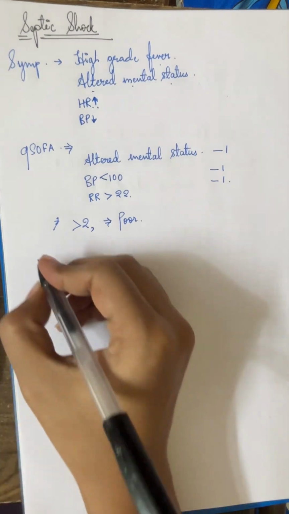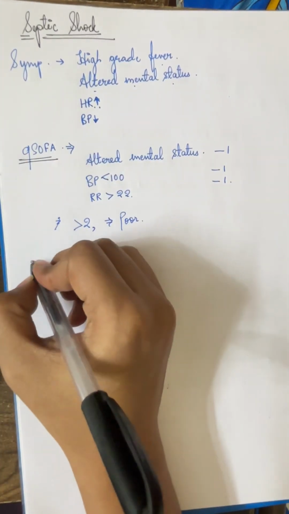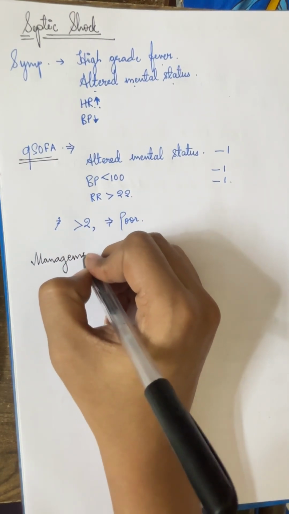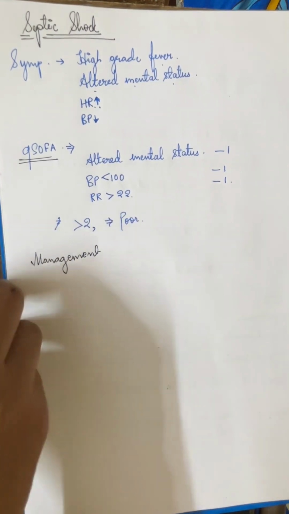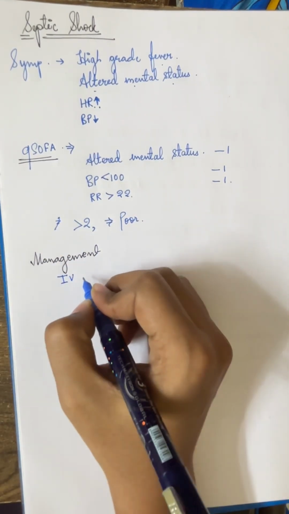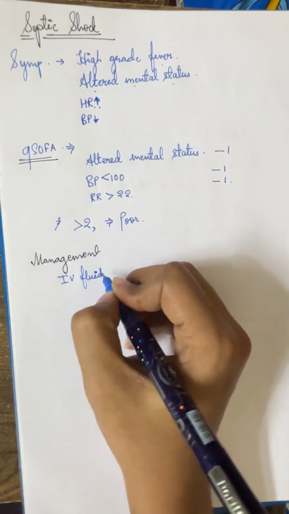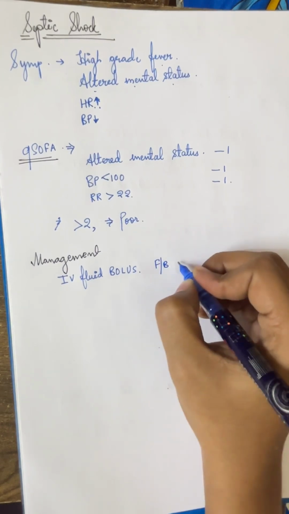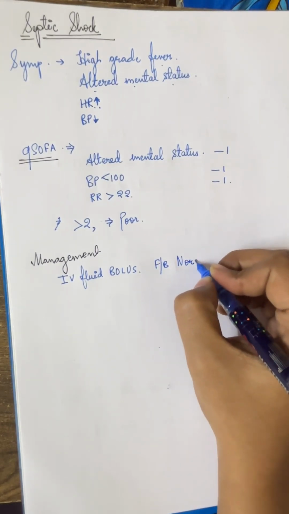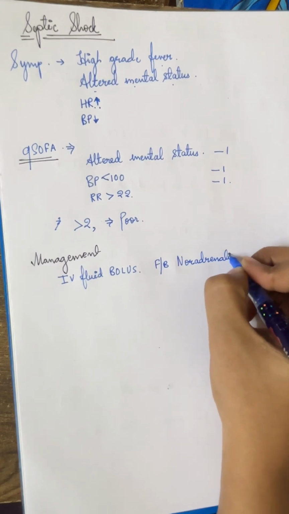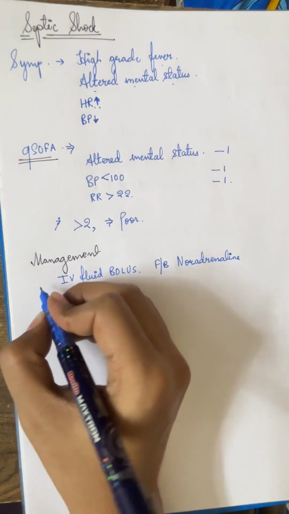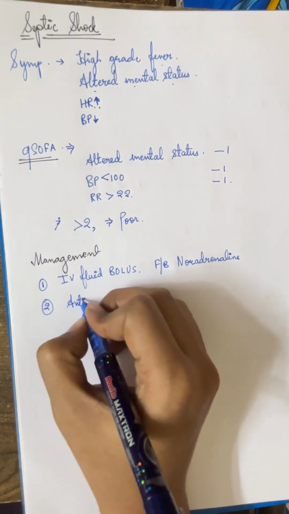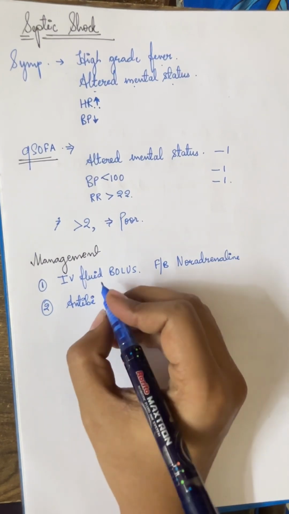Now we will learn about the management. So how to manage septic shock? First, give IV fluid bolus, followed by noradrenaline, vasopressor support. And second is obtain antibiotic culture from 3 different sites before starting any broad spectrum antibiotic.